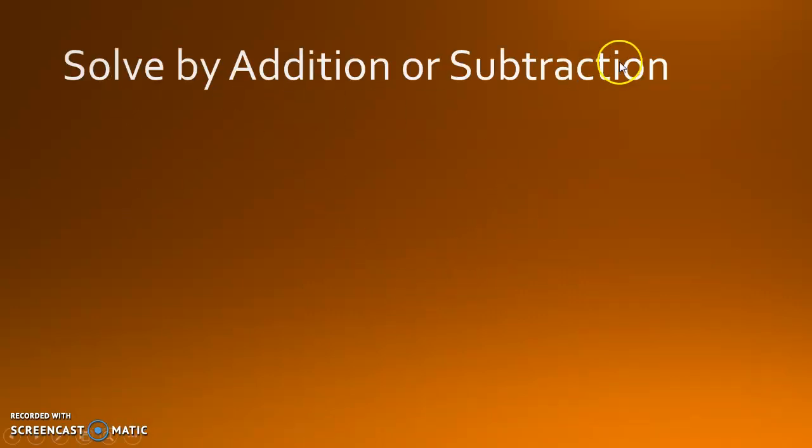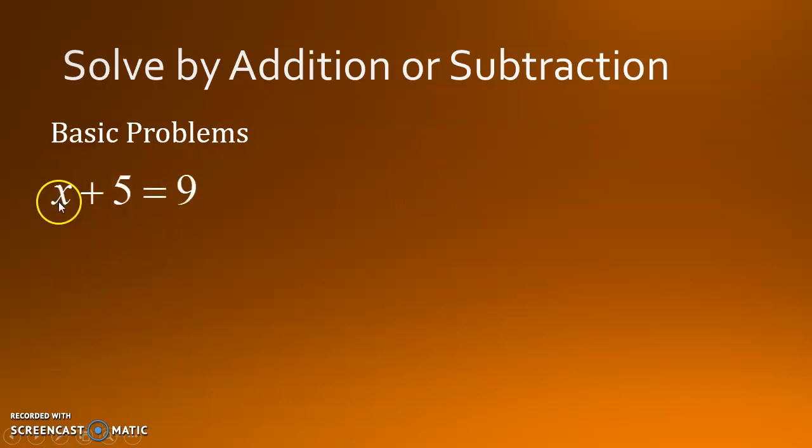So, solving by addition and subtraction. What you saw last year, most of the problems you did last year were what you always see. The variable is all the way to the left. It's simple addition or subtraction. So in this case, in order to move this positive 5 over to the right side of the equation, we're going to subtract 5 from both sides.